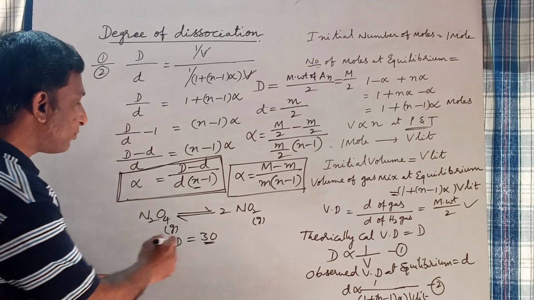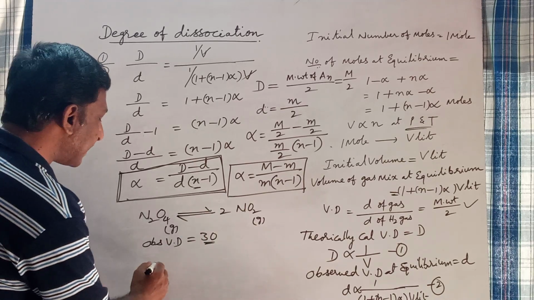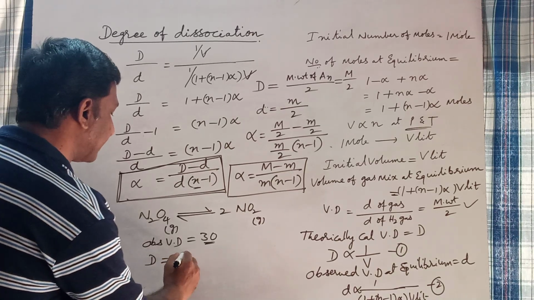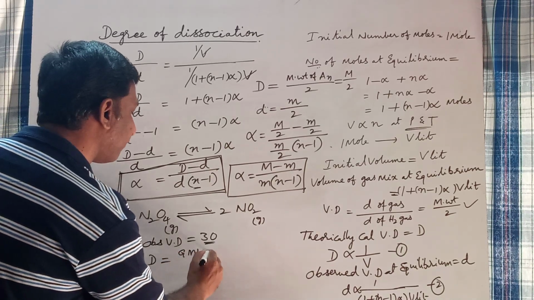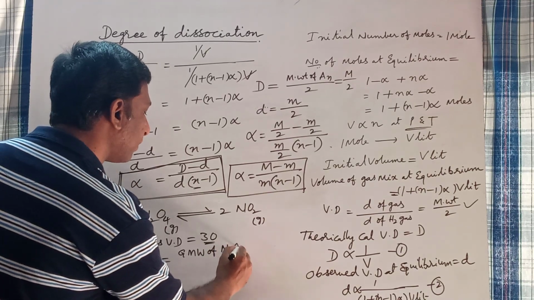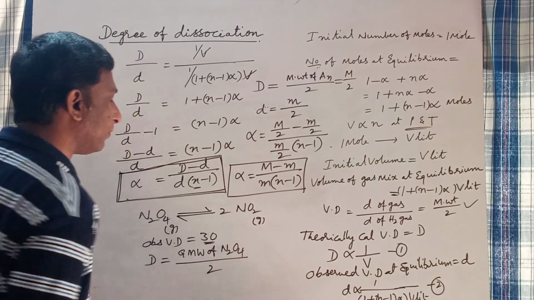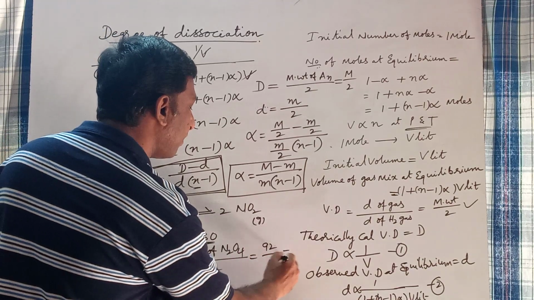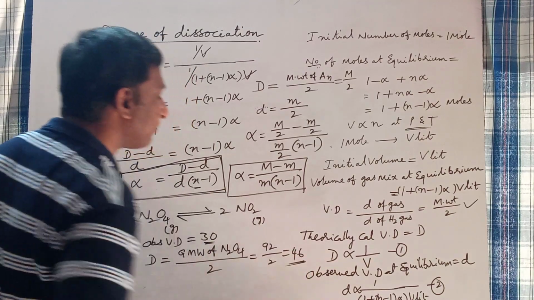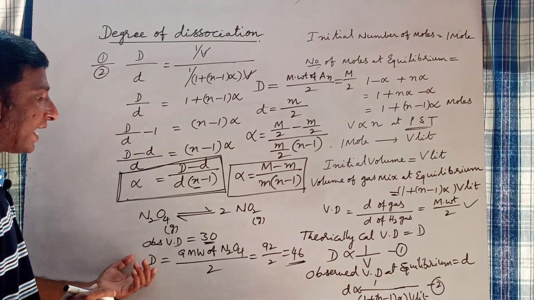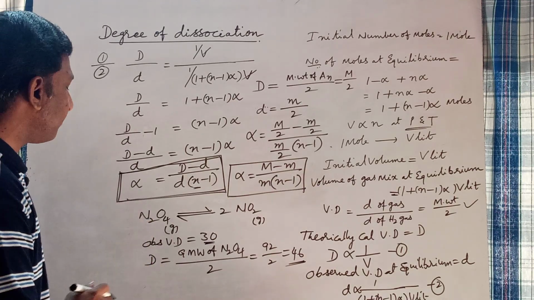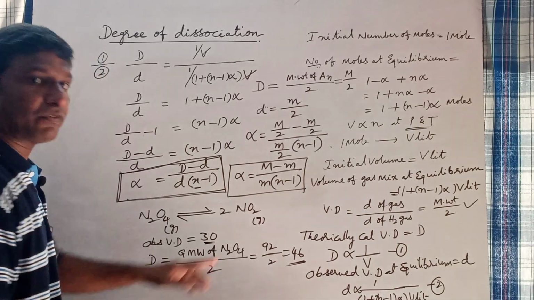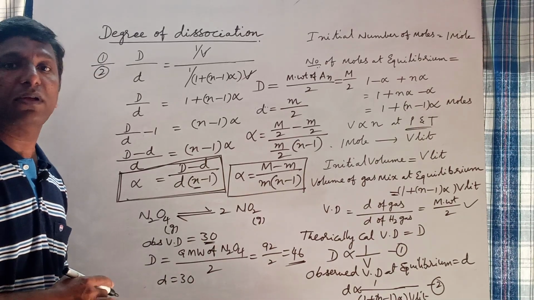Now this is the observed vapor density, that means small d. What is the capital D value? Theoretically calculated vapor density is nothing but gram molecular weight of N2O4 divided by 2, molecular weight by 2. So gram molecular weight of N2O4 is 92 by 2 equal to 46. 46 is the theoretically calculated vapor density, that is capital D, and observed vapor density small d is taken as 30. So from these two values you can find out the alpha value.